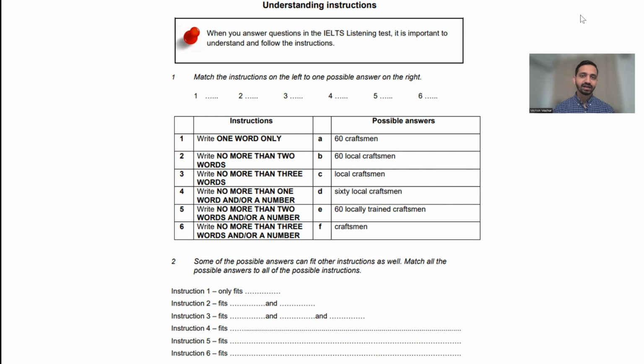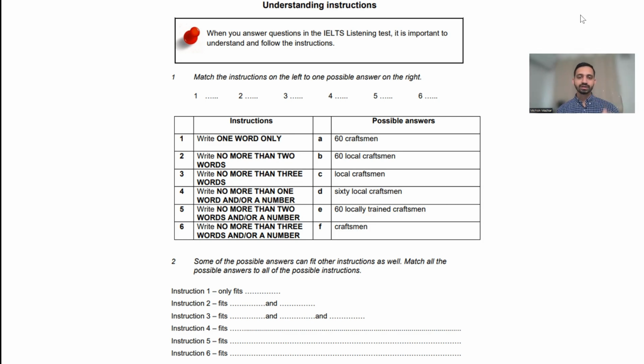When you answer questions in the IELTS listening test, it is important to understand and follow the instructions. So we're going to match the instructions. On the left, we've got instructions and we've got possible answers, right? We're going to do a matching activity first, okay? So match the instructions on the left to one possible answer on the right. So let's start with the first one. I'll do one for you just to show you how I'm doing it.